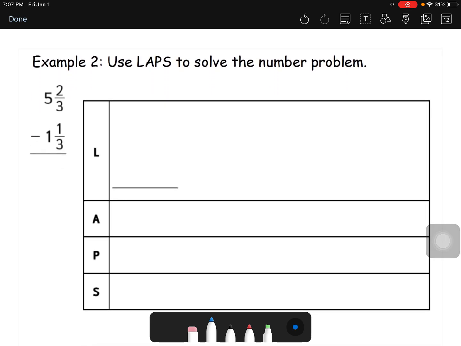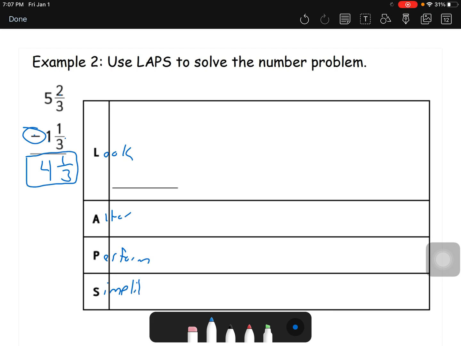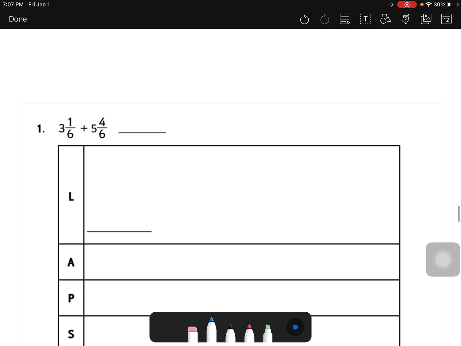Okay, so again, it's look, we see it's subtraction. Alter, look for a common denominator, we already have it, so that's fine. Perform, so as we perform, we're going to subtract this time. So 2/3 minus 1/3, well, 2 minus 1 is 1, so that's 1/3, and then 5 minus 1 would be 4, so we get 4 1/3, and for simplifying, it's already simplified again. 1/3 doesn't simplify any further.